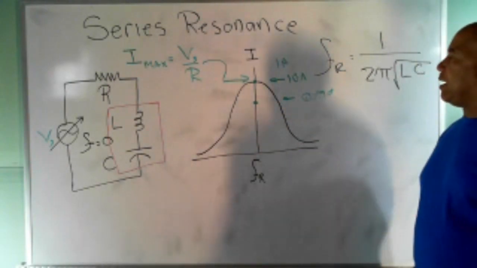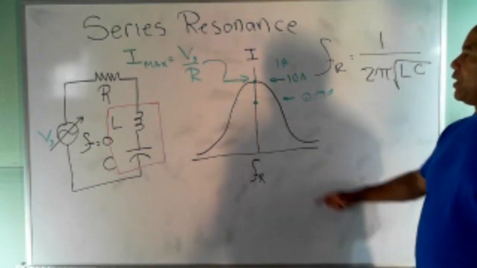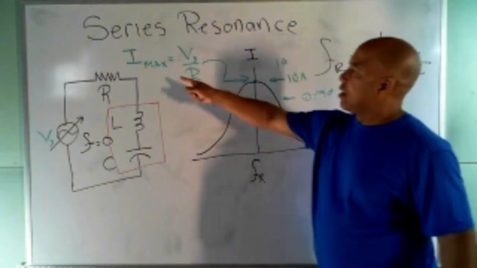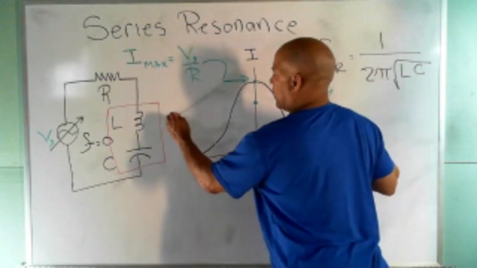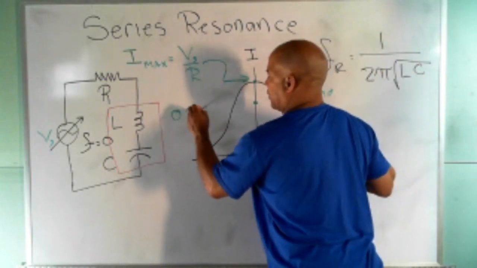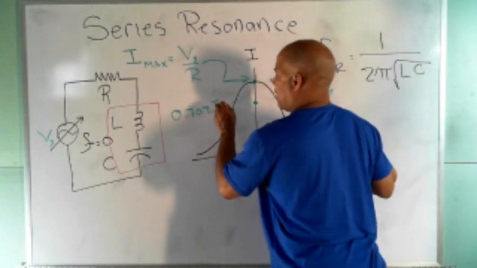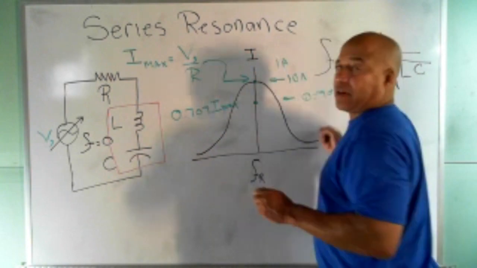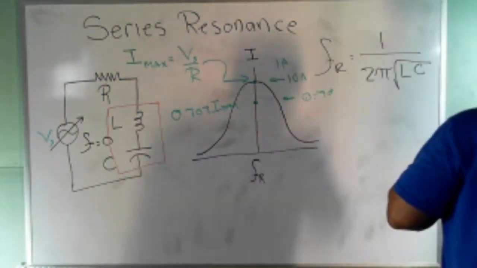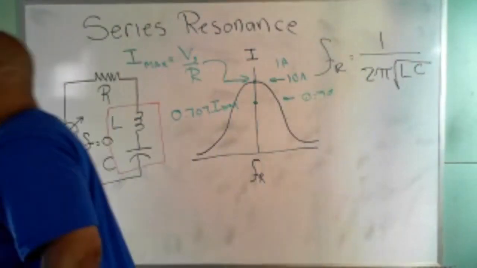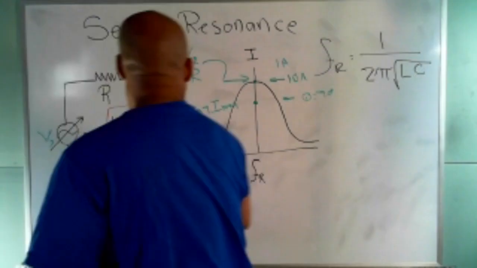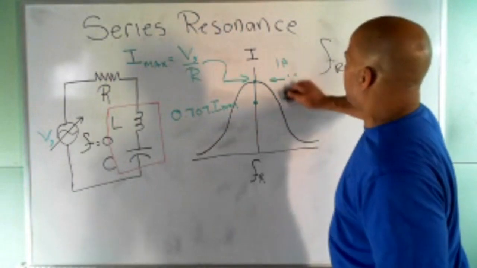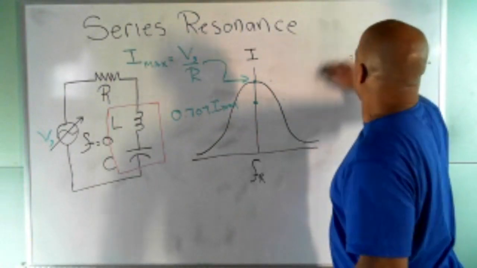But anyway, the important thing is that we got the current here, and we can get the current down here by taking 0.707 times I max. And then if you look at our calculations, we asked another question. We said, okay, I can get the current, but what about power? Can I get the power where that curve peaks? Can I get the maximum power? And the answer is yeah.